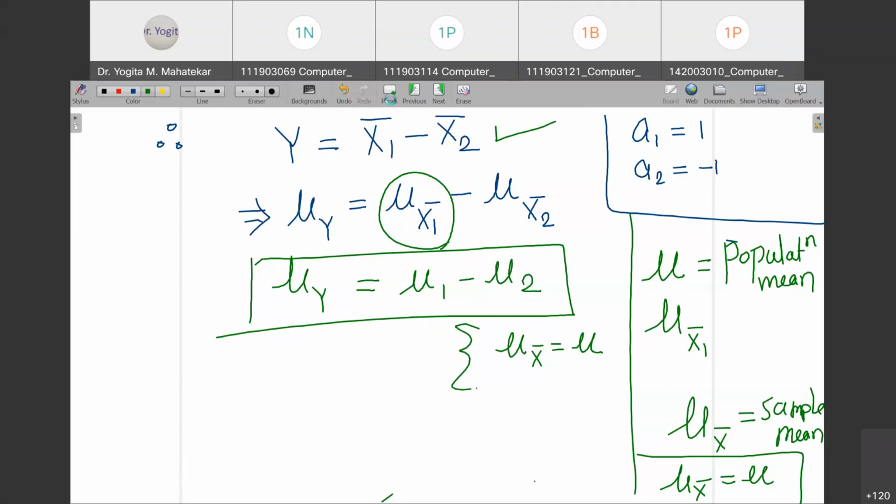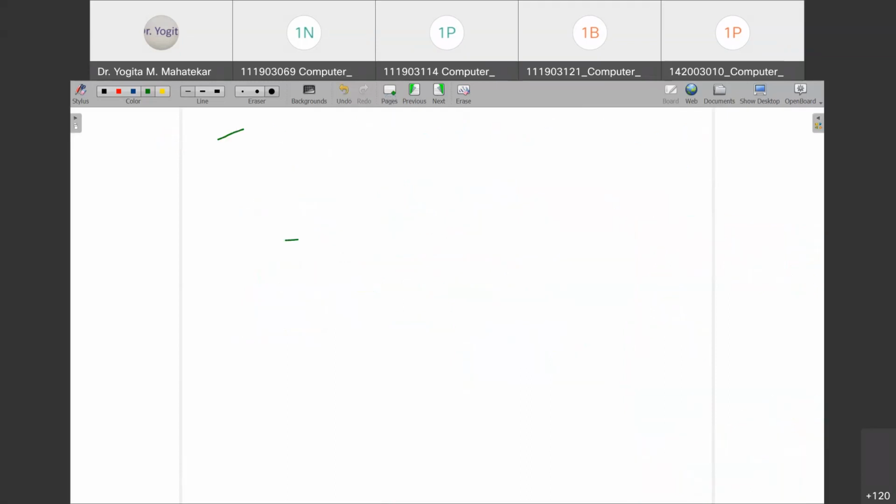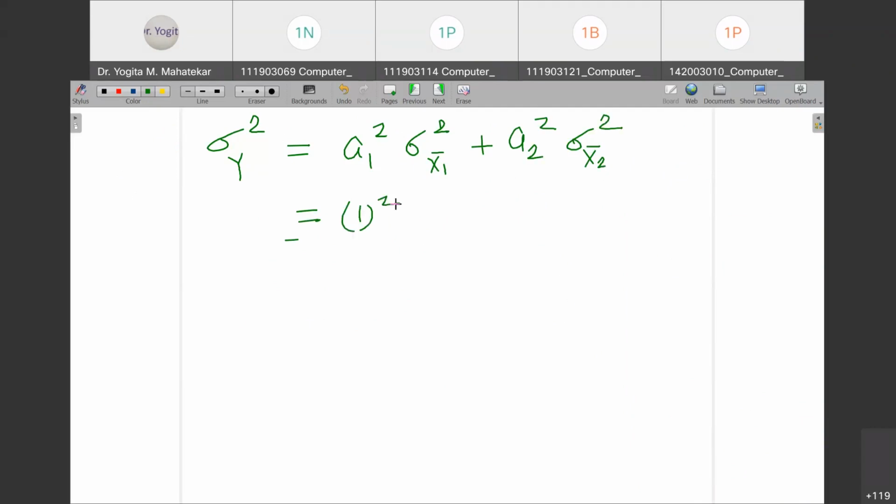Okay, and what you can say about the variance then? Sigma square y, I know that is a1 square sigma 1 square, so basically it is sigma x1 bar square. Okay, so a1 square sigma x1 bar square plus a2 square sigma x2 bar square. But you know a1 is 1 and a2 is minus 1. So even if I take squares, you will be having the addition only. So this is 1 square. I'll just write for your understanding.